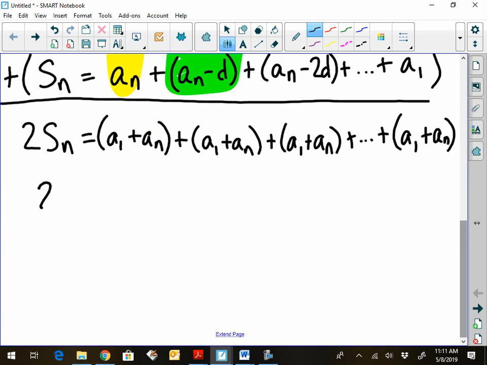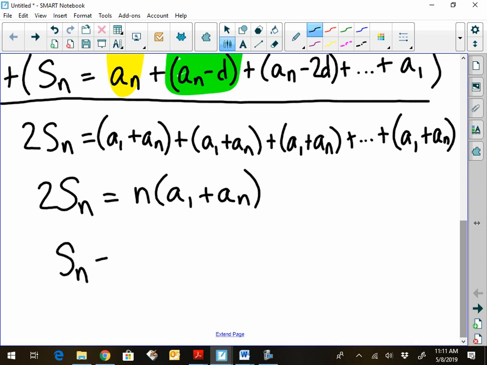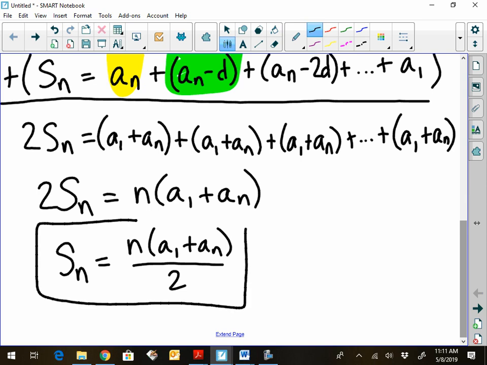So we have 2 s sub n equals n times a sub 1 plus a sub n. And now we want to get s sub n by itself. We would say s sub n equals n times a sub 1 plus a sub n all over 2. So this is the formula to add up an arithmetic series.